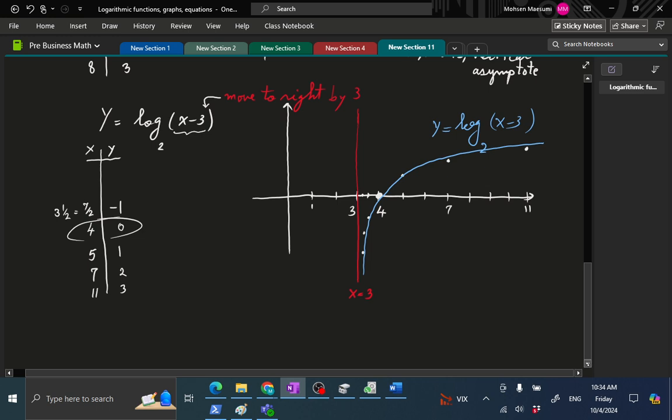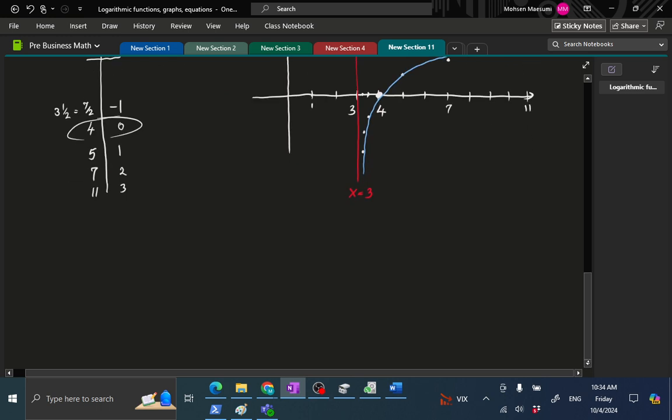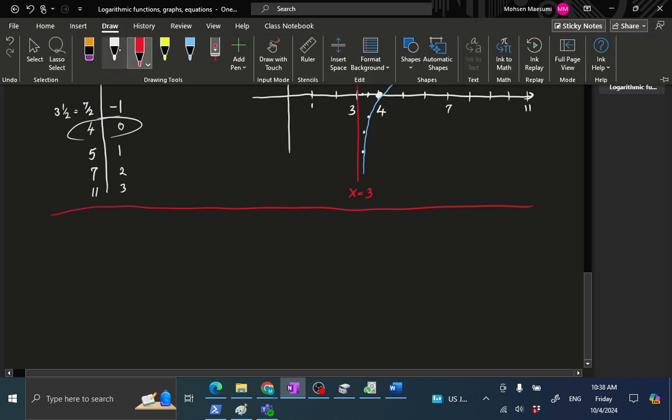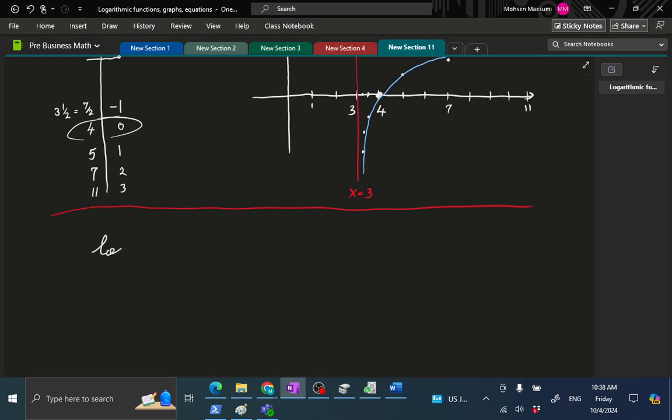Okay, next up, so we learned a little bit about graphing. Next up, we are going to go ahead and take a look at some equations. Now, let's take a look at some logarithmic equations. This means equations that have logarithms in them. So for example, here's a case of a simple logarithmic equation.